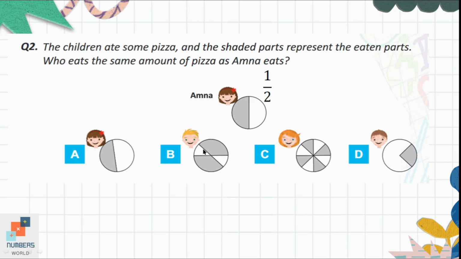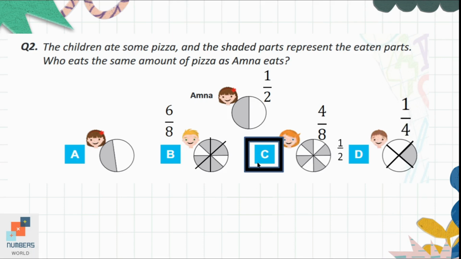In option B, two slices are not eaten by the boy. If we draw two lines by ourselves, the pizza is divided into 8 equal parts. So the boy has eaten 6 slices out of 8. In option C, the girl has eaten 4 slices out of 8. 4 is half of 8. So we can say that she has eaten half of the pizza, which is the same amount as Amna ate. So option C is our correct option, but let's check option D as well. If we draw two lines by ourselves, the boy has eaten one slice out of 4. So here, option C is the correct one.